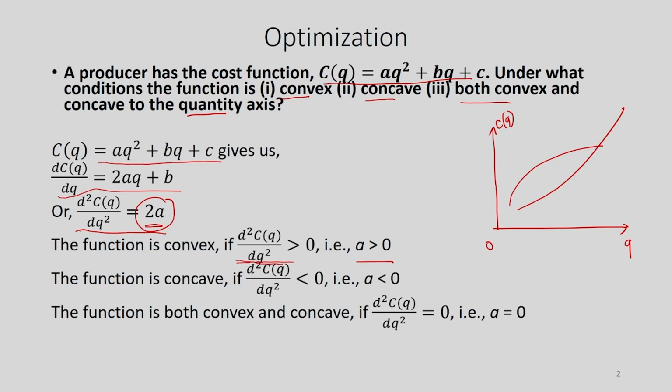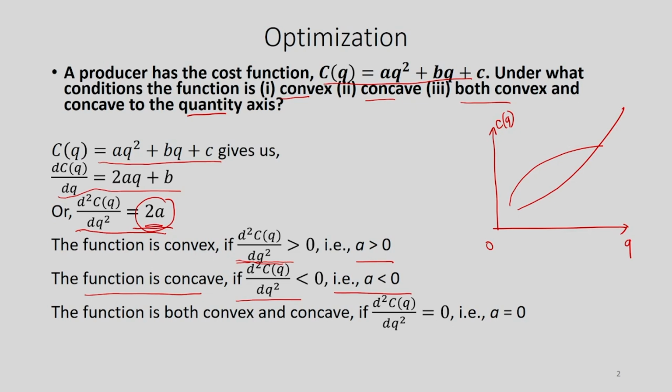Second part, concave, right? The function is concave. Here, like before, we use the property that the function is concave if the second derivative d square C(Q) by dQ square is negative. And like before, d square C(Q) by dQ square has been found to be 2a. So 2a is negative if a is negative. That is what I have written here. So the second part is done.